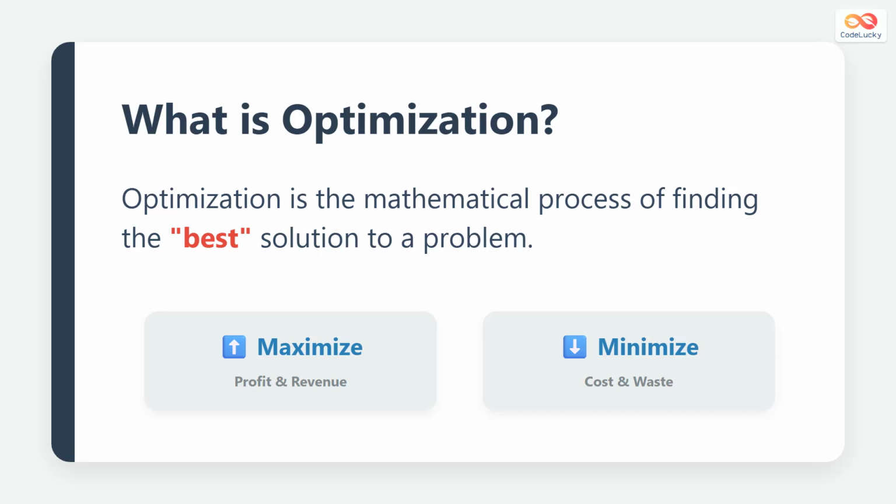So, what exactly is optimization? Simply put, it is the mathematical process of finding the best possible solution to a problem. In a business context, best usually means one of two things. We either want to maximize something good, like profit and revenue, or we want to minimize something bad, like cost and waste.